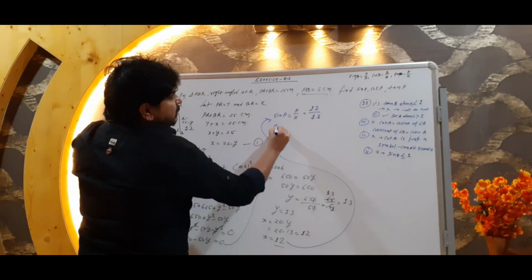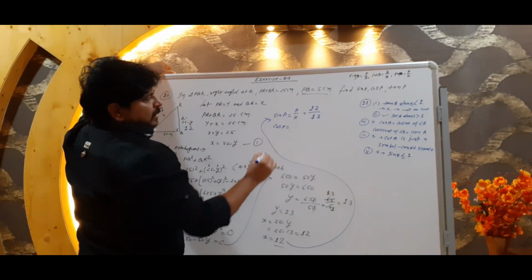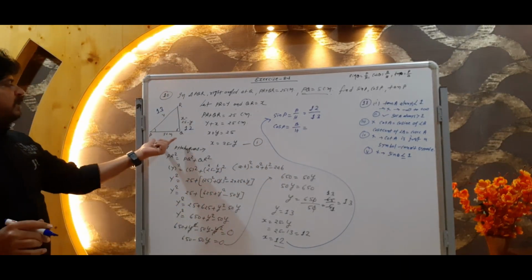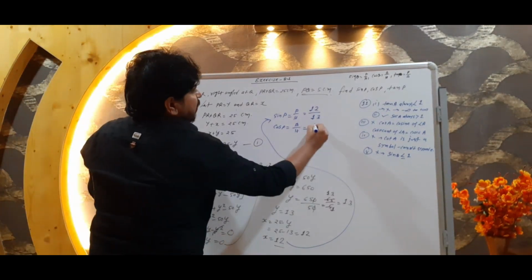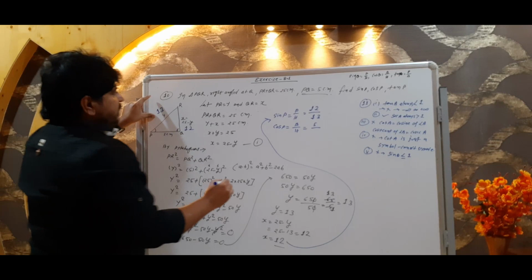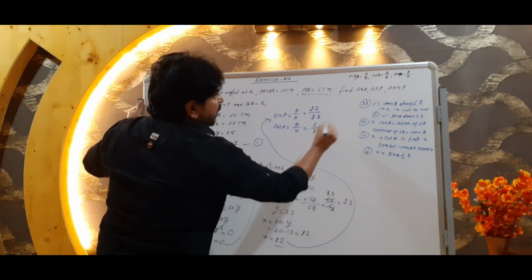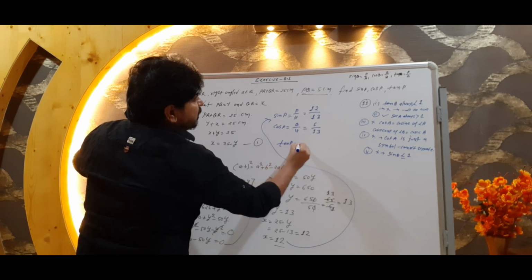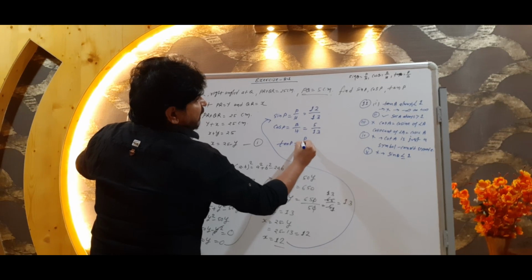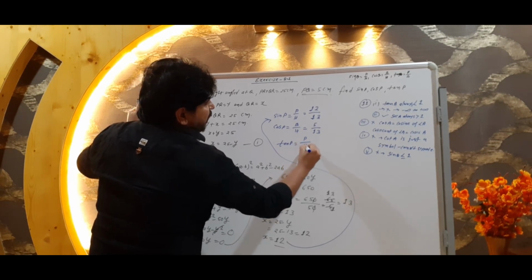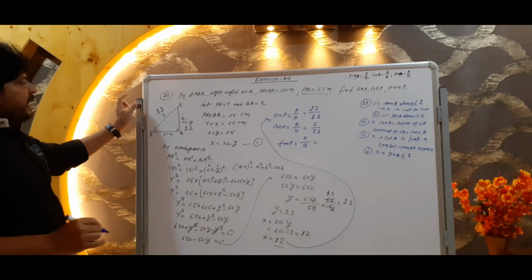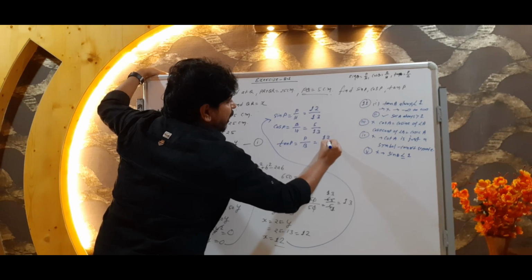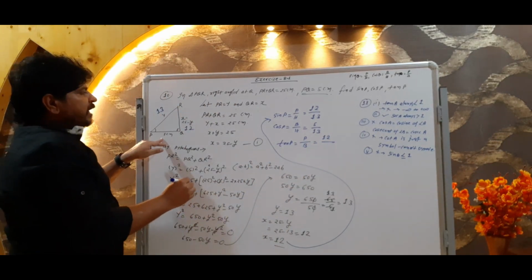Understood? Same manner. Cos p. Cos p is what? Base upon hypotenuse. What is base here? 5. And what is hypotenuse? 13. So 5 upon 13. And last one is tan p is equal to. What is the value of tan? Perpendicular upon base. What is your perpendicular? X means 12. Upon base, it means PQ, it means 5.